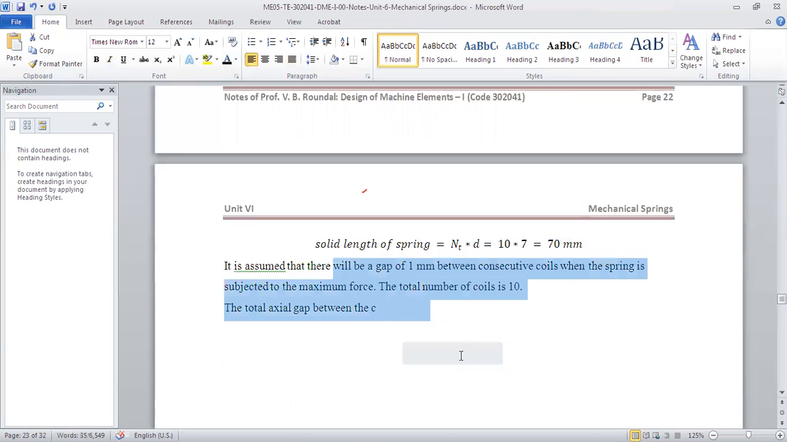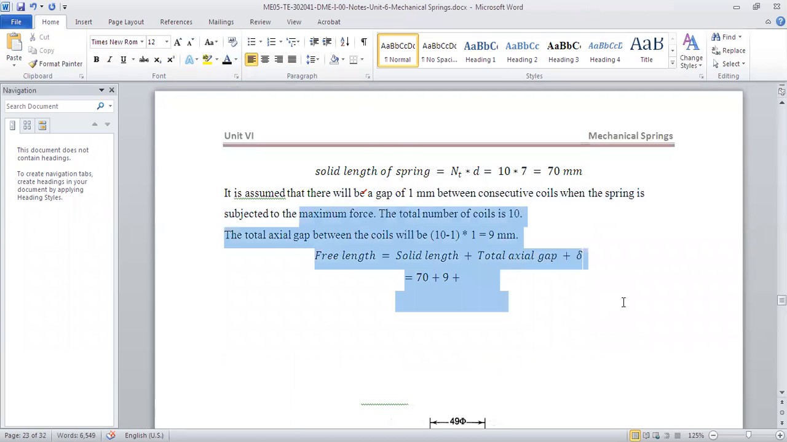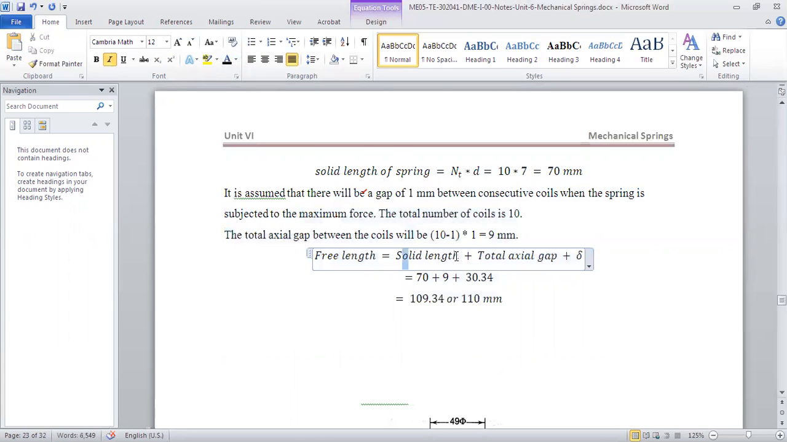Now we have to finalize some gap between each adjacent coil and find out the free length. How can we find the free length? Free length is equal to solid length plus gap plus delta. If the gap is 1 mm between each consecutive coil, and there are 10 coils, subtract 1 from it. So we'll have 9 gaps, and each gap is assumed to be 1 mm. So the total gap will be 9 mm. I will repeat again: we have the total number of coils as 10, so there will be 9 gaps, each gap assumed 1 mm, so the total gap is 9 mm.